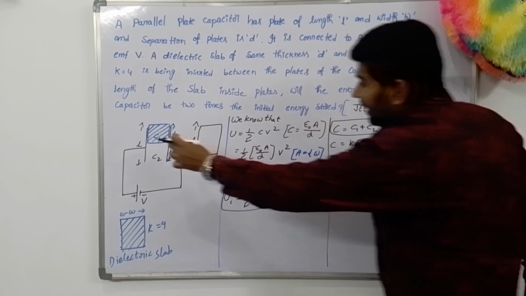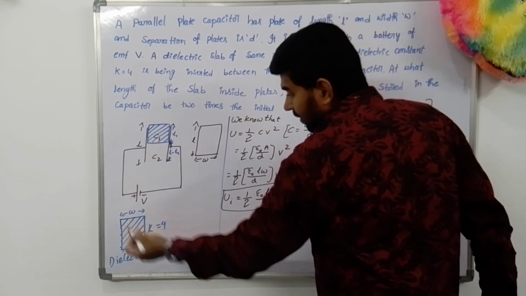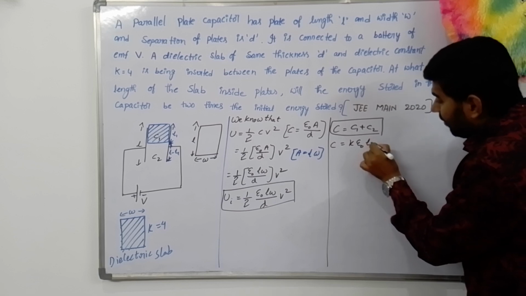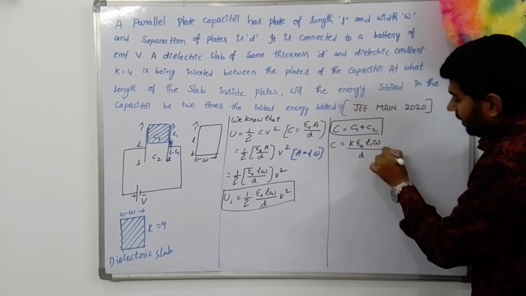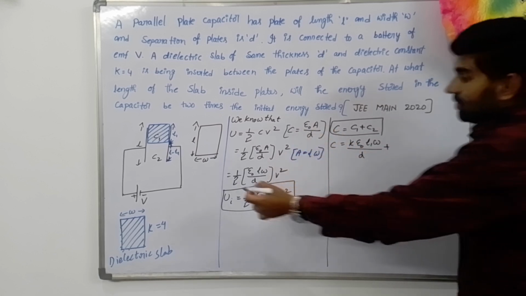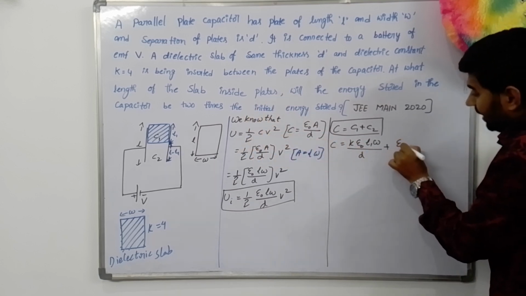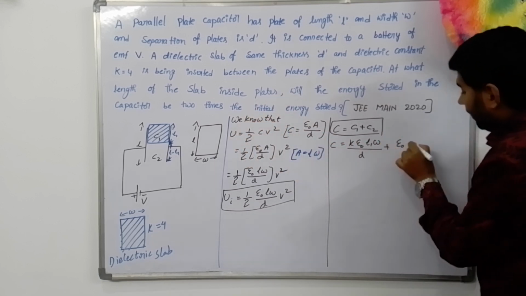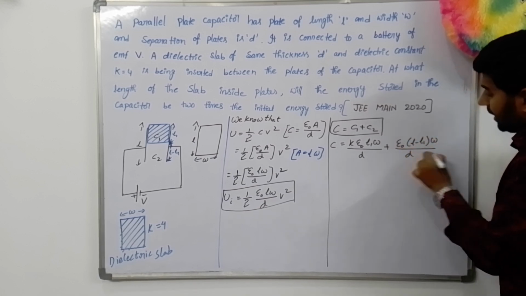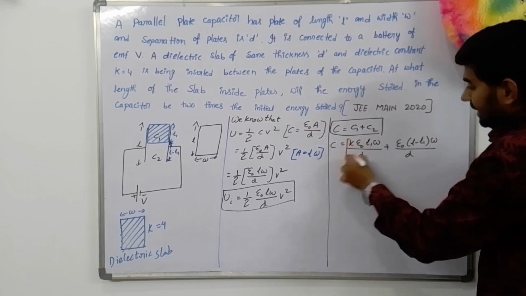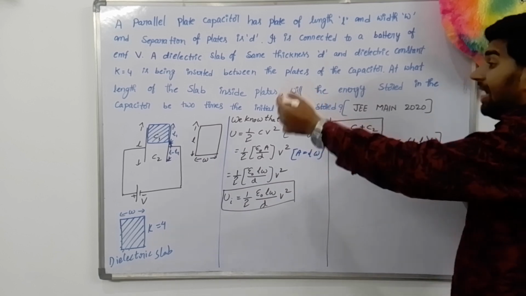Here A is the area of the dielectric slab. A is equal to length L1 multiplied with W. Instead of A, I will write L1 W by distance D, plus C2. C2 means this portion. There is no dielectric constant. What is the formula? Epsilon naught. Instead of A, what is the length here? L minus L1 multiplied with W by D. Is it clear? This is the capacitance of the capacitor after inserting the dielectric slab.